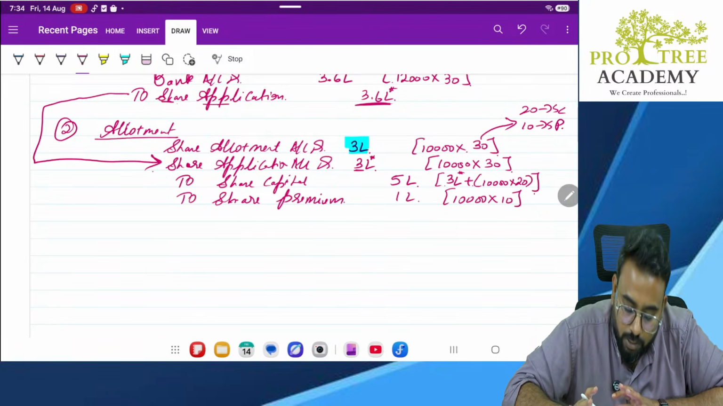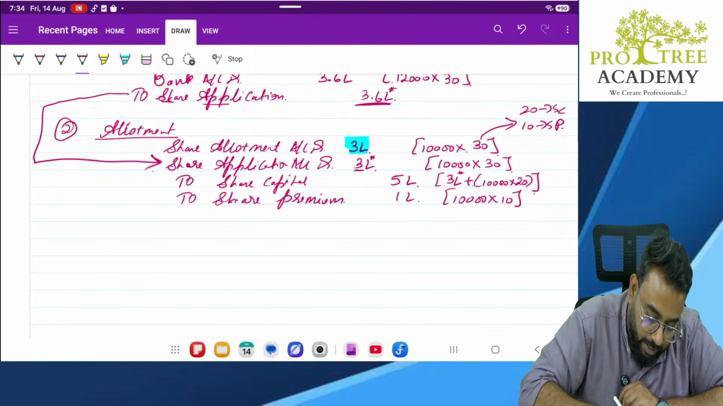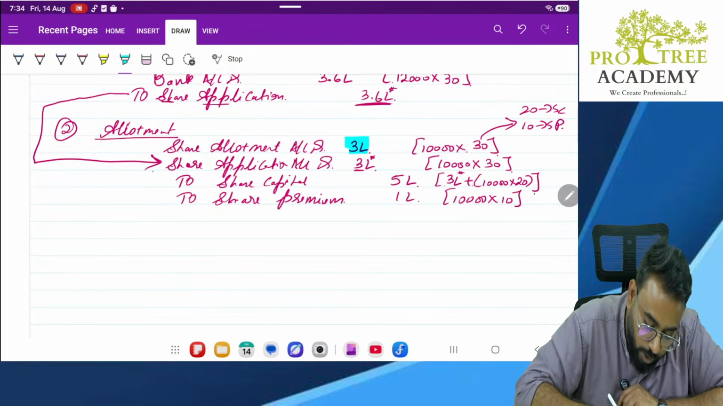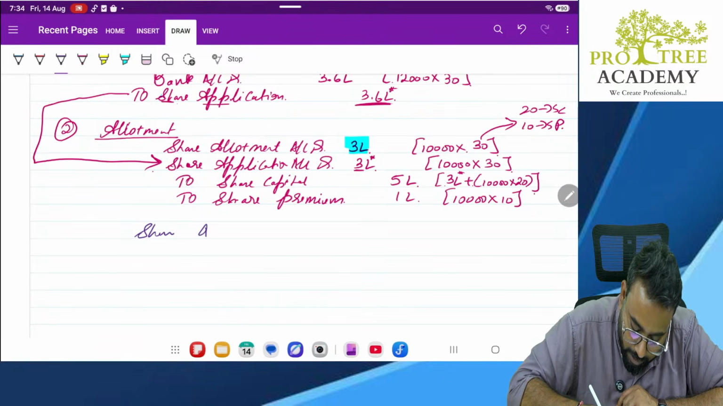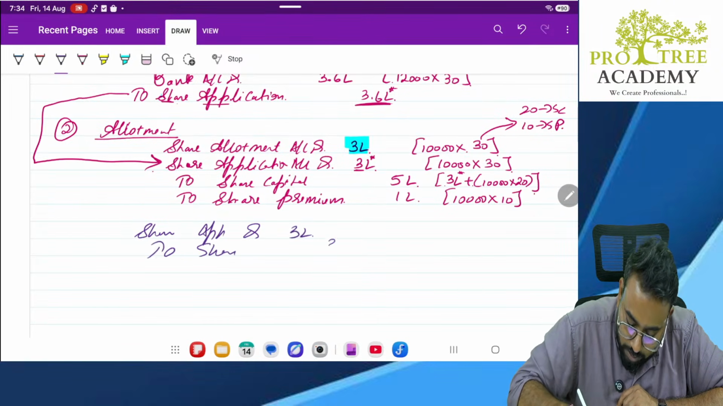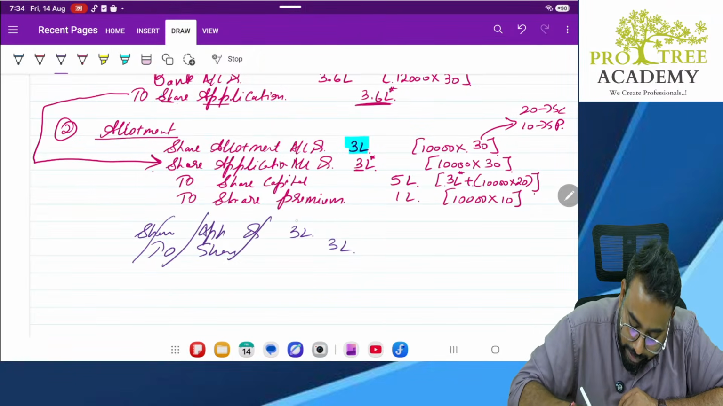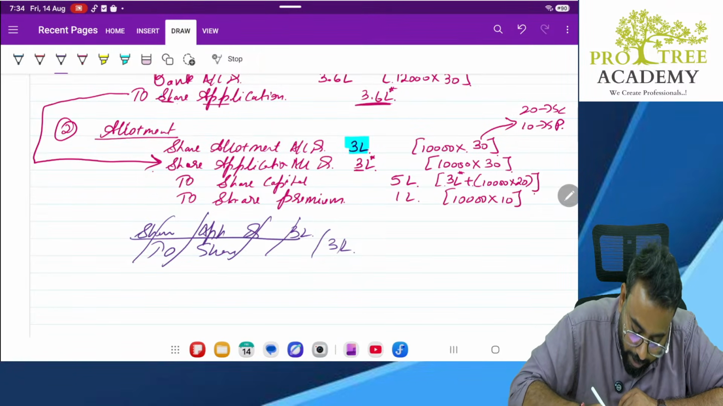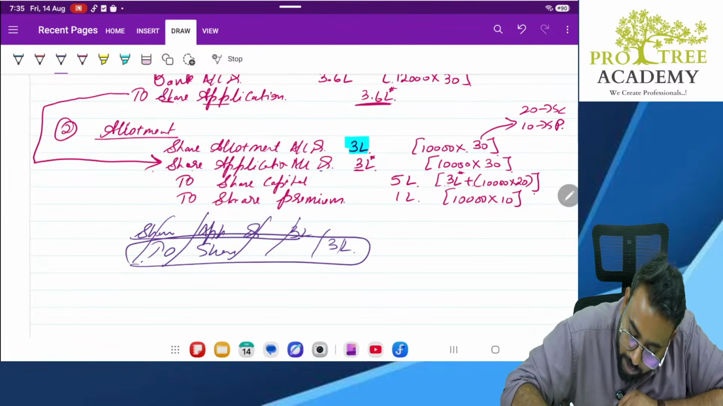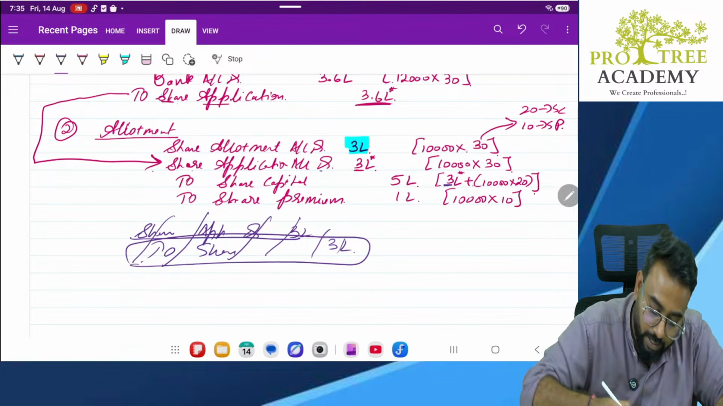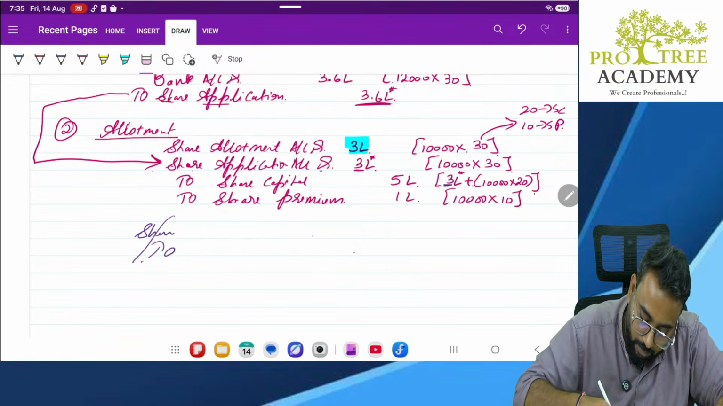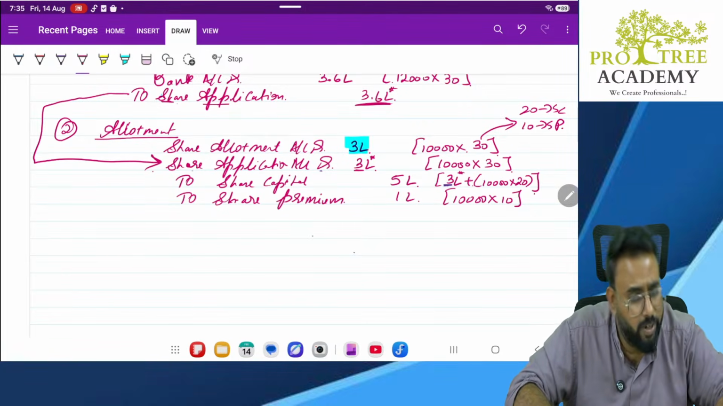Whoever has not understood this journal entry, just think that to reverse this, I would have passed one more journal entry: share application account debit 3 lakhs to share capital account 3 lakh. Instead of passing one more journal entry, share application is anyhow debiting and share capital is crediting, so I am including it in one journal entry instead of two. Clear? Sir, can we do it? Yes, you can do it.